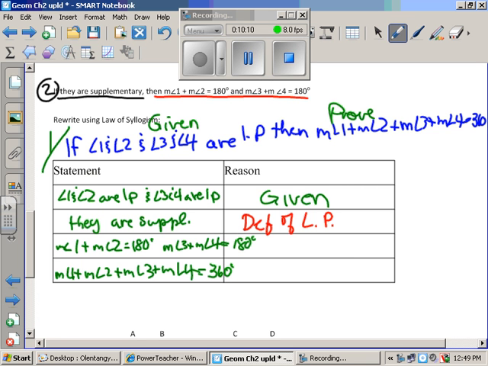Okay? And if I know they're a linear pair, why can I say that if I add them up, I get 180? No? How is that true? If they're supplementary, then they can be added together to get 180? Yeah, it's not that. That's the definition of supplementary angles. Right.